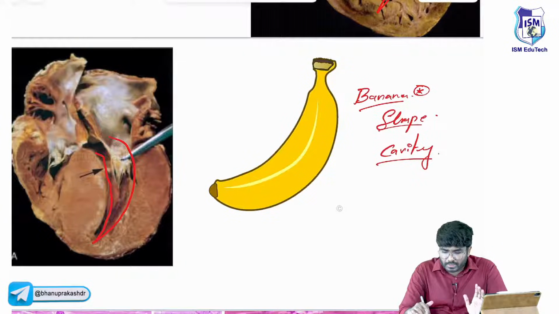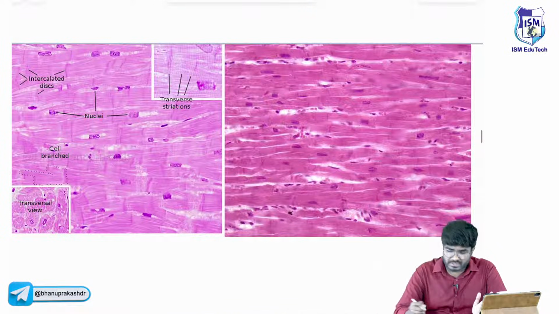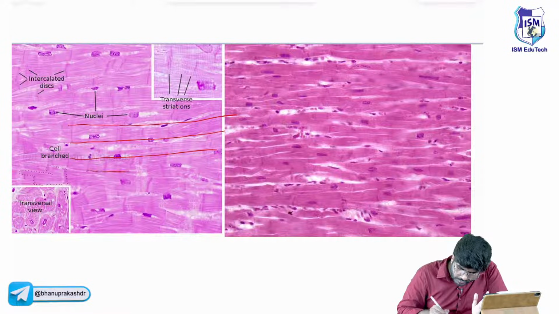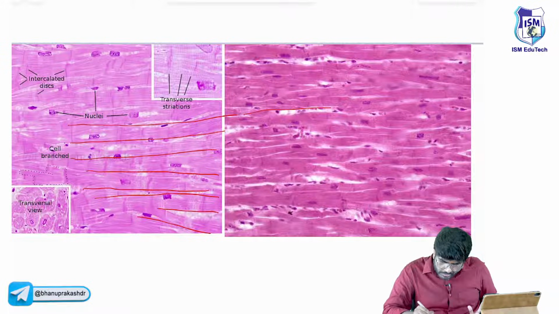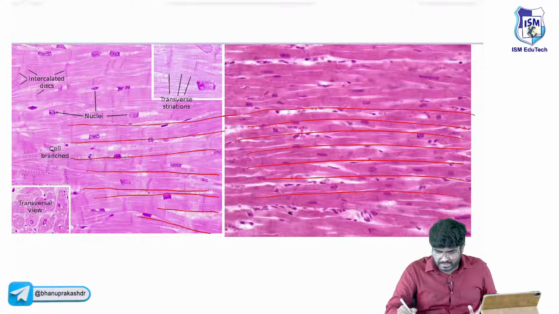Now, what else can I ask you? Normally, in a healthy myocardium, this is how the histology is going to look. See how beautifully the cardiac myocytes are arranged. All these are cardiac myocytes with intercalated discs and striations. Everything is perfectly all right. See how beautiful they are, properly arranged cardiac myocytes.